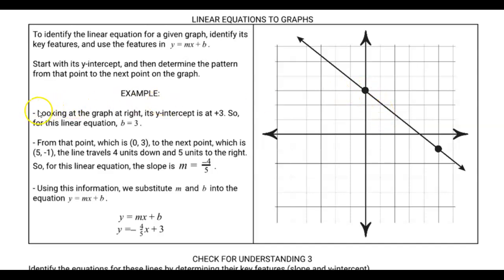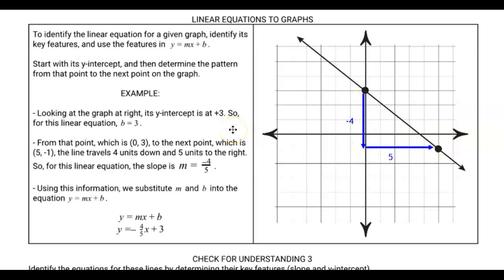So it says here, first looking at the graph, the y-intercept is at positive 3. You can tell because it intersects that y-axis at positive 3. So that means one of its key features is b equals 3, or the y-intercept is equal to 3. And then from this point to the next point, I put the dot here so you can see it very clearly. From this point to the next point, we just have to count the boxes to see how far we went down and how far we went over. See, I drew in those blue lines to help you count the negative 4 down and 5 over.